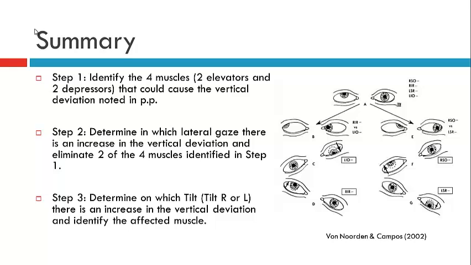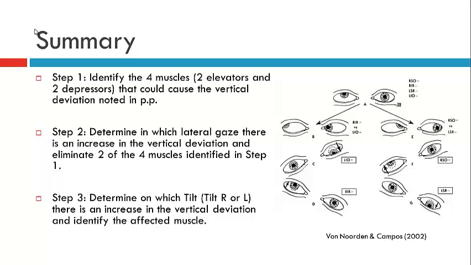So in summary, we utilise a Parks-Helveston 3-step test to identify the affected muscle where we have a vertical deviation and we suspect that it's neurogenic in nature. Step 1, we have the 8 vertical extraocular muscles, and we will identify the 4 of those which could be causing the vertical deviation that we're noticing in primary position. Step 2, we will take a look at lateral gaze or right and left gaze and see where we have an increase in the vertical deviation.